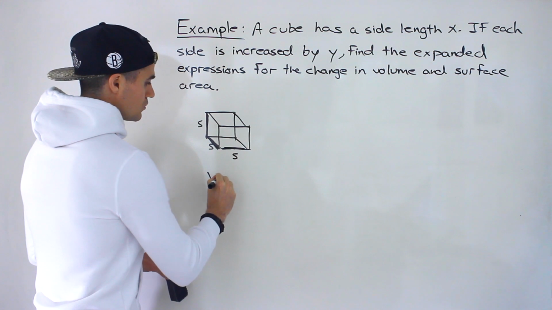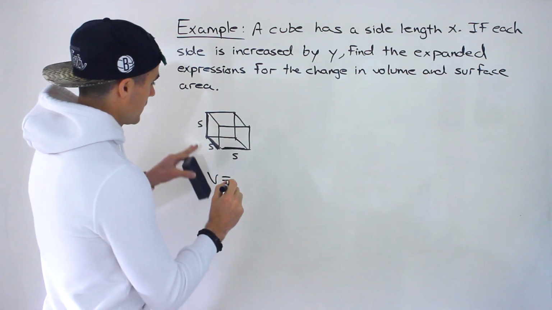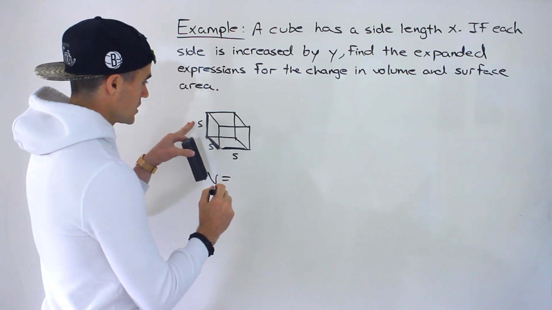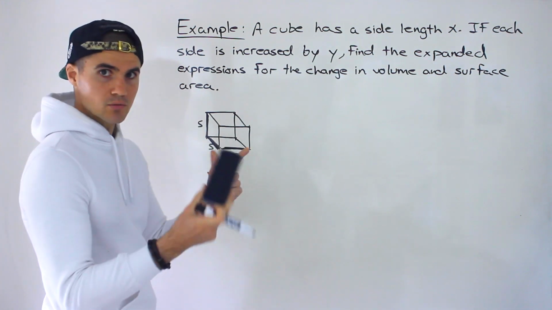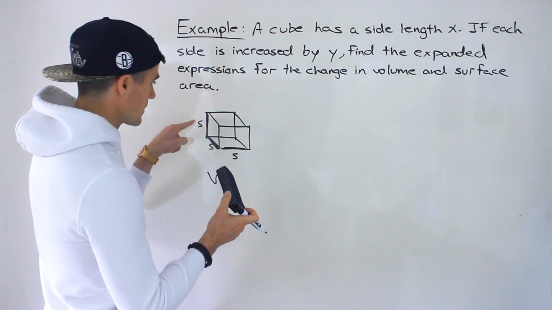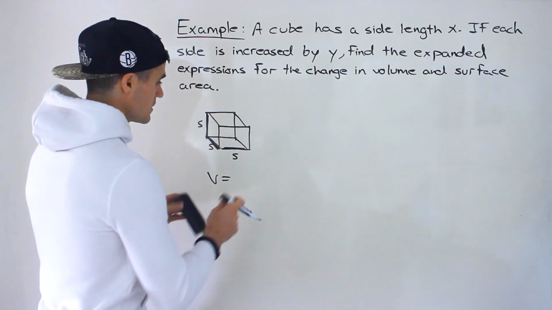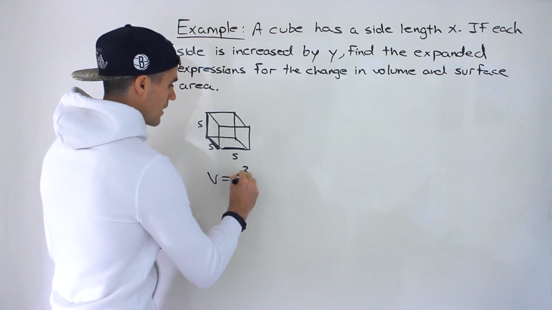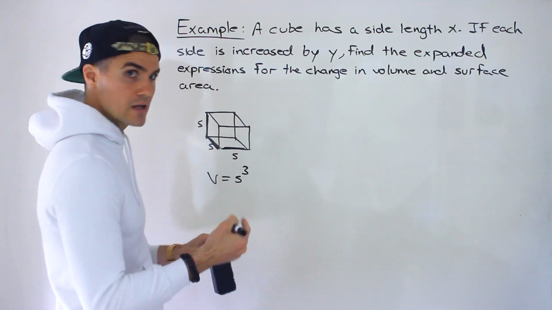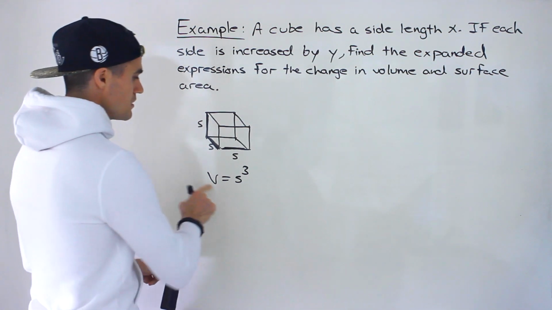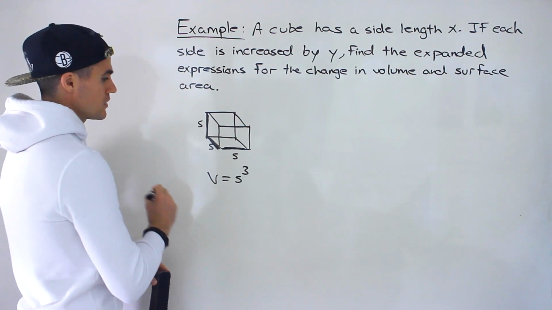So what's the volume of a cube going to be? Well, the volume is just like the rectangular prism: length times width times height. But because all of these are the same, S times S times S would give us S to the power of 3. S cubed is the volume for the cube.